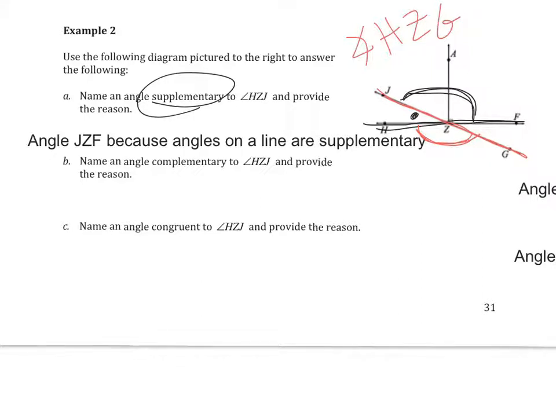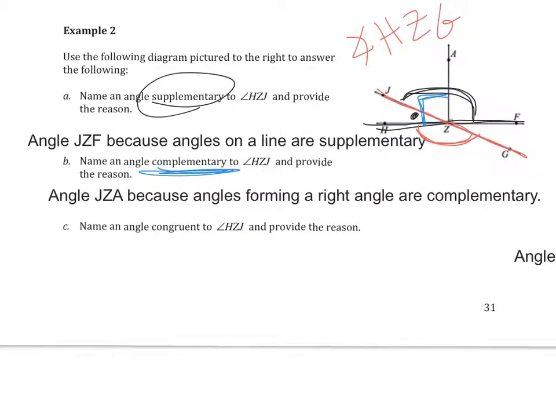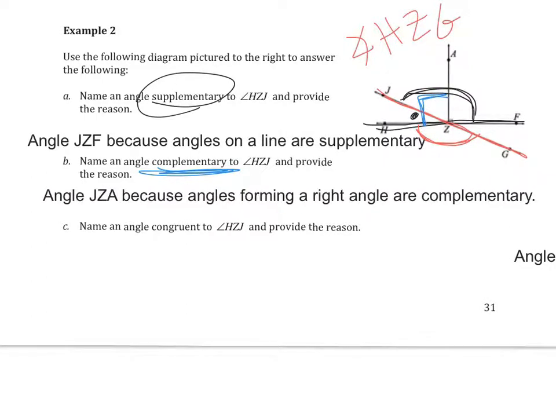Now, moving on to the next one. It says name an angle that's complementary to HZG. So for HZG, or HZJ, we're looking for something that is making a right angle. If we look here, this is a right angle here. So the correct answer is angle JZA because angles forming a right angle are complementary.